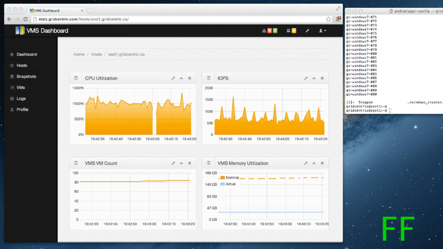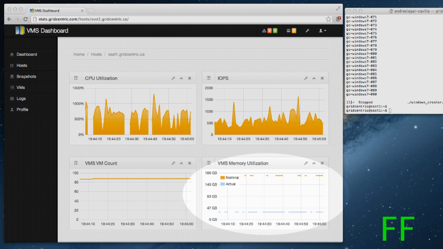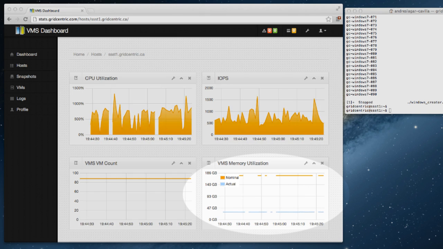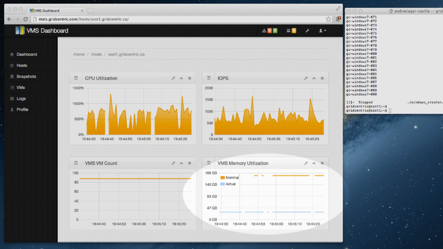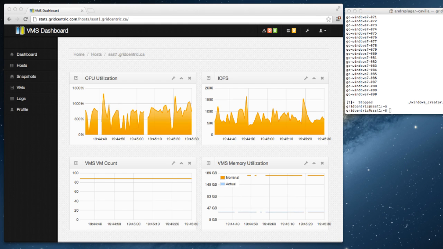Once 90 Windows instances have been launched, the memory utilization pane reveals staggering savings of around 150 GB from the original nominal occupation of 180. These savings are achieved by Gridcentric's virtual memory streaming technology.